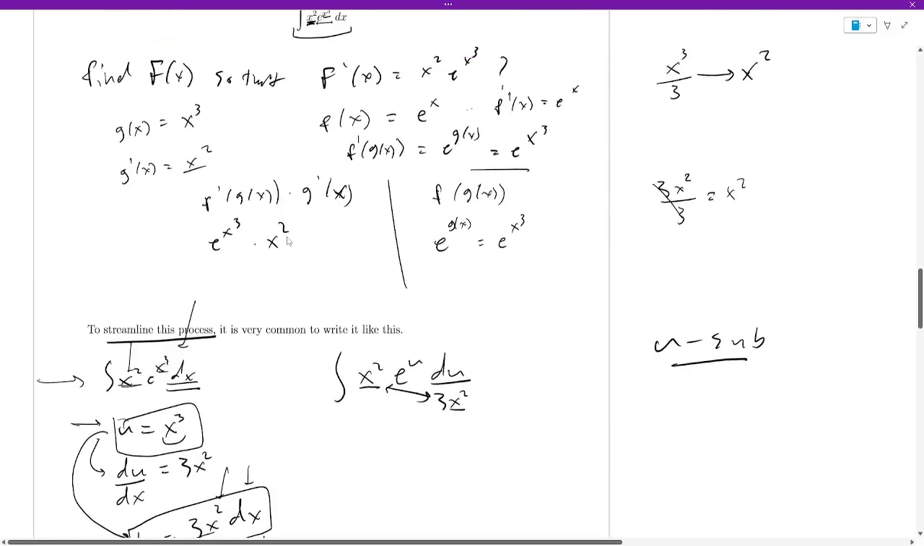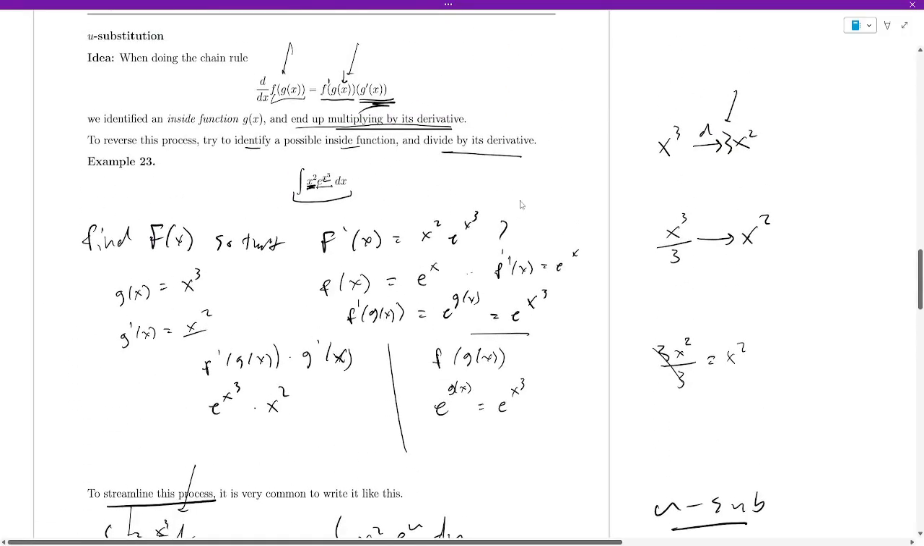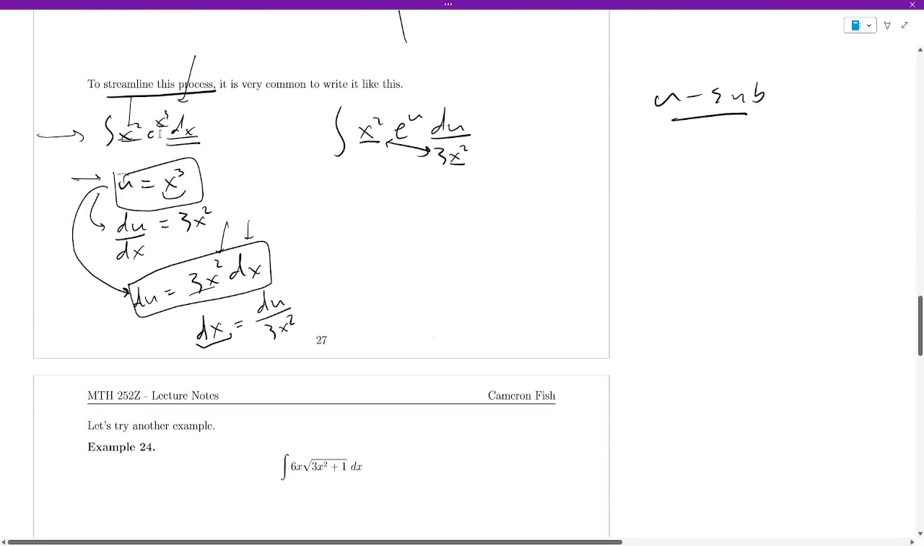Notice that even though this is more streamlined, it's the same idea we were doing up here. We want to identify what the inside function was, so that if I divide by its derivative, I can cancel something. The u is something that, if I divide by its derivative, will get cancelled. And very commonly it looks like an inside function, like e to the something. Okay, so let's finish this out and see what happens.